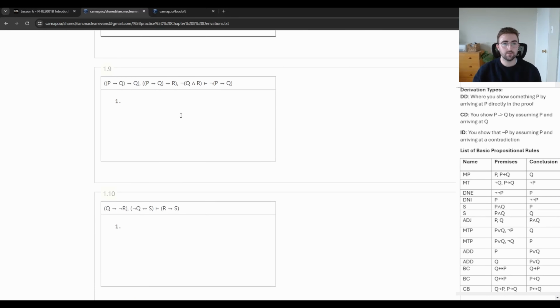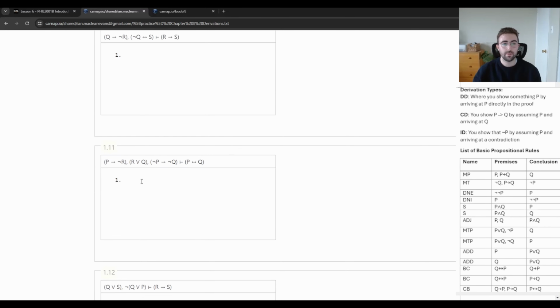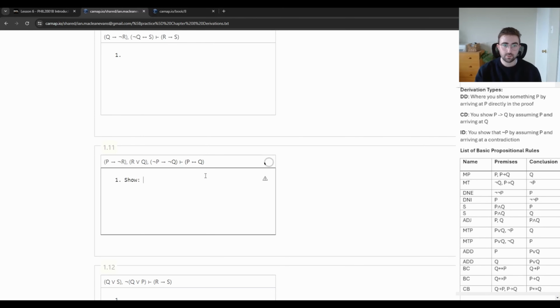Let's see. What will have some interesting rules. Okay, let's do this one because I see it has a biconditional there. So we want to show P double arrow Q, or P if and only if Q. And then let's list our premises. We have R or Q as well. We have not P arrow not Q. All right, so those are our premises.